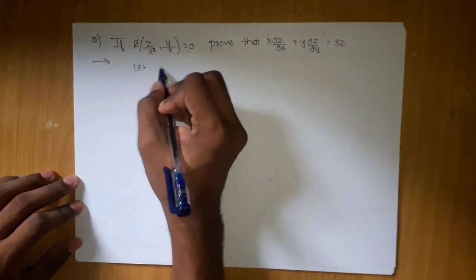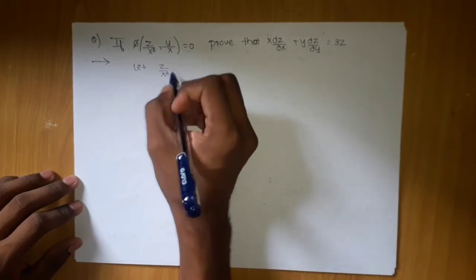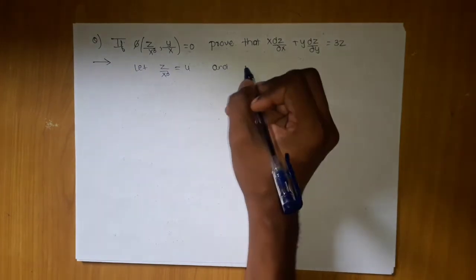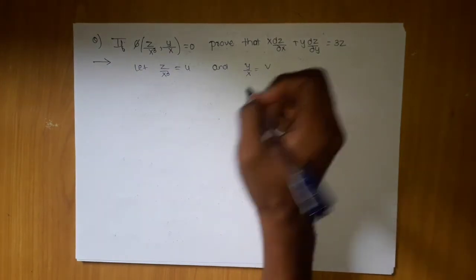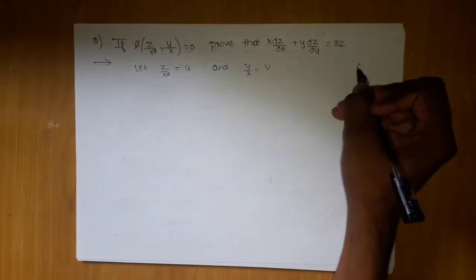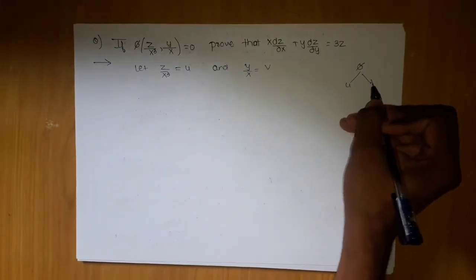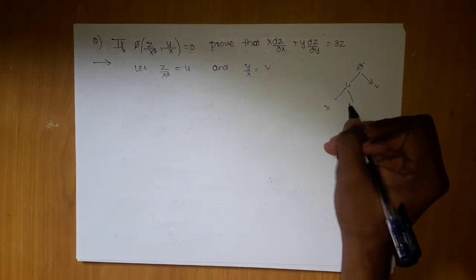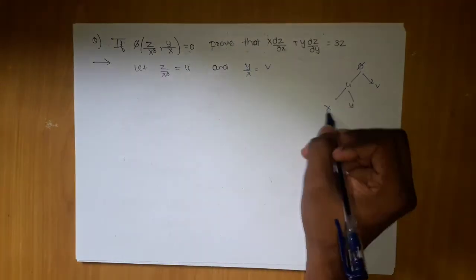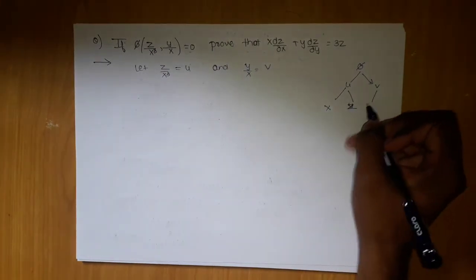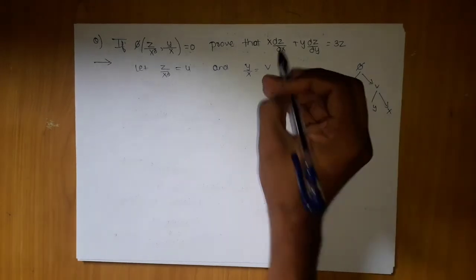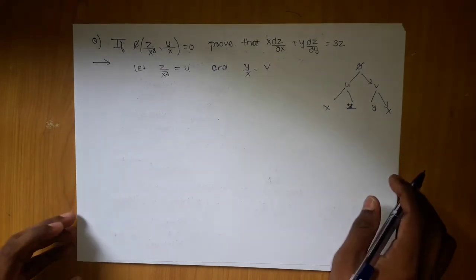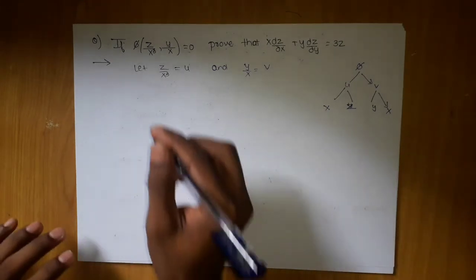So first, what is your job? Let z by x cube equal u and y by x equal v. After doing this, you can draw the chart. Phi is our main function, u and v are the intermediates, and u is in terms of z and x, and v is in terms of y and x. I want dou z by dou x and dou z by dou y, so I need to involve both of them, right?